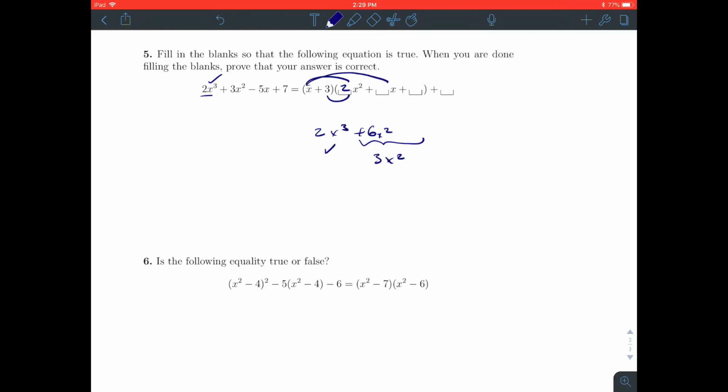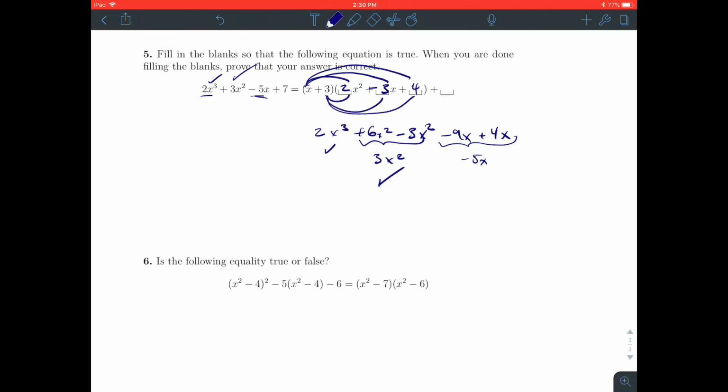So x times the next one has to complete that. We need a negative 3 here. So that gives us negative 3x squared. That will give us 3x squared when we combine it. We're going to switch from x to 3, so that gives us negative 9x. But we don't want negative 9x, we want negative 5x. In order to get negative 5x, x times this next one must give us the remaining piece. It looks like we want plus 4x here, so we want plus 4 here.